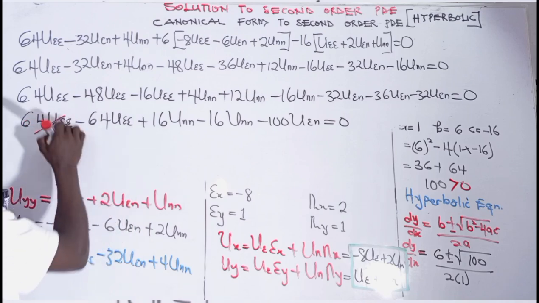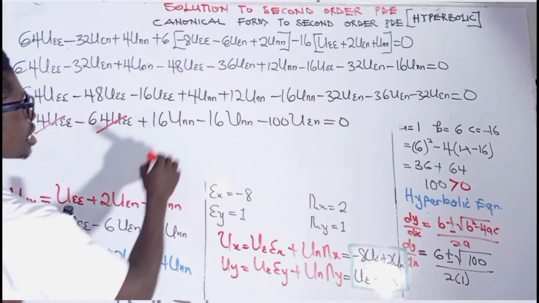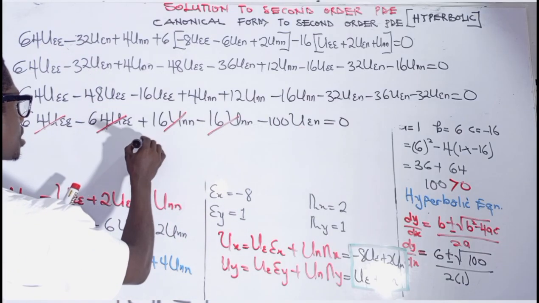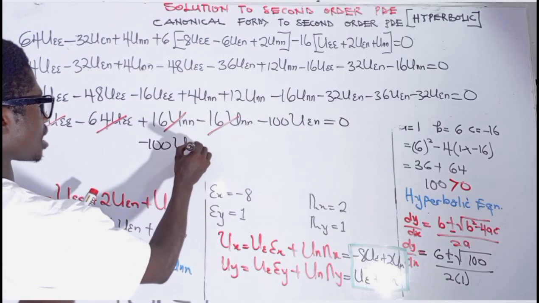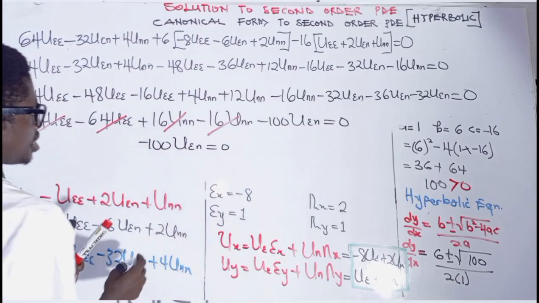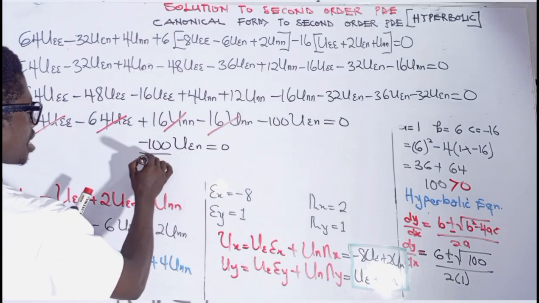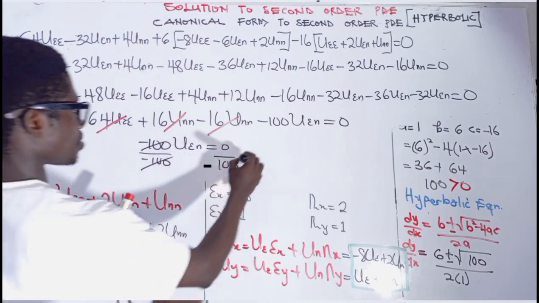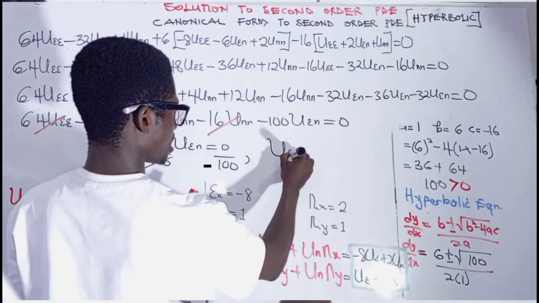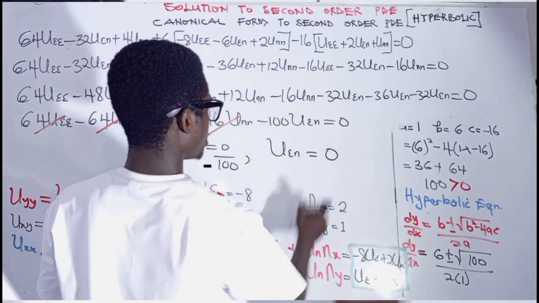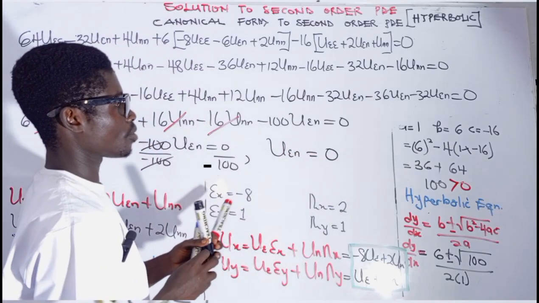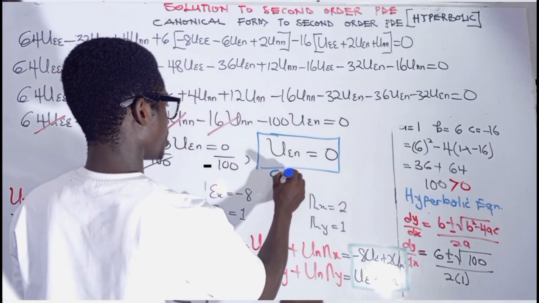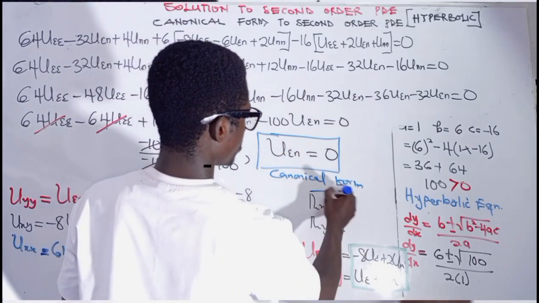So from here we can see that some of the terms can cancel. You can see that this will cancel this. You can also see that this will cancel this. We are left with what? Minus 100 u xi eta is equal to 0. Let's divide both sides by minus 100, so this and that will go. So finally we have our u xi eta is equal to what? 0. And this becomes the canonical form of the PDE that was given. Very easy.